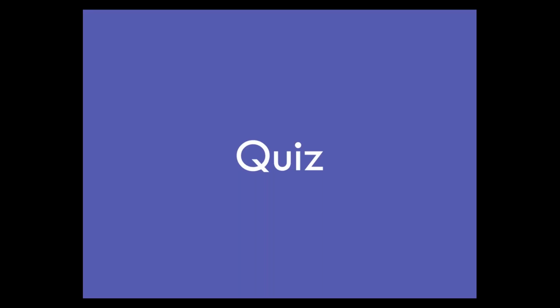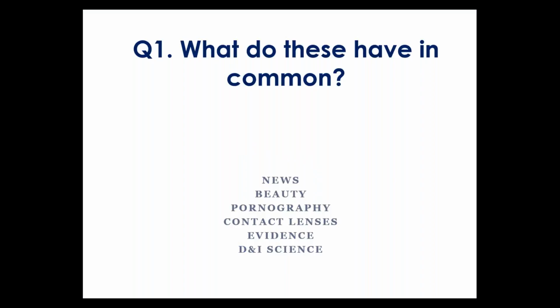So this is the part where, if we were together, we would do this quiz together either by raising your hands or by doing a little poll on your phone. But we're going to do this on the phone this time. And so we're going to ask you some questions. If you look at these 6 different activities, if you will: news, beauty, pornography, contact lenses, evidence, and D&I science. Think about this. What do these all have in common?